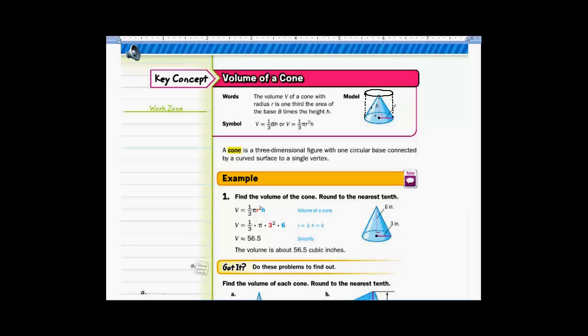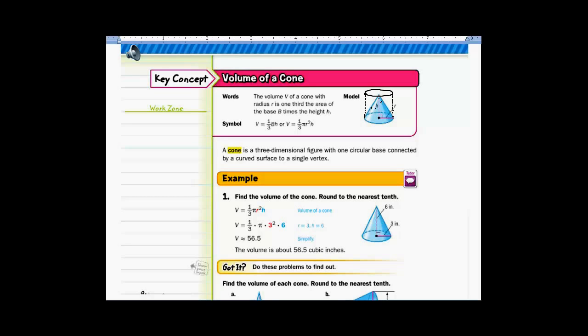If I were to take this cone right here, and let's say it had a hole in the bottom and I could fill it up with water, and then I could dump it into the same cylinder that has the same size base and is the same height, it would actually take 3 of them. It would take 3 cones to fill the cylinder.